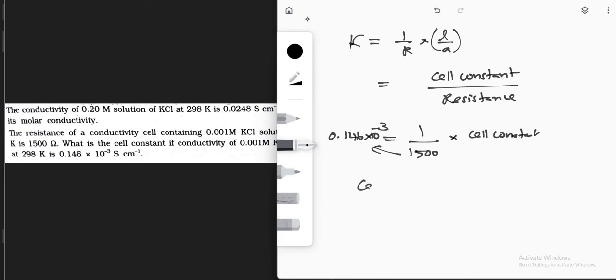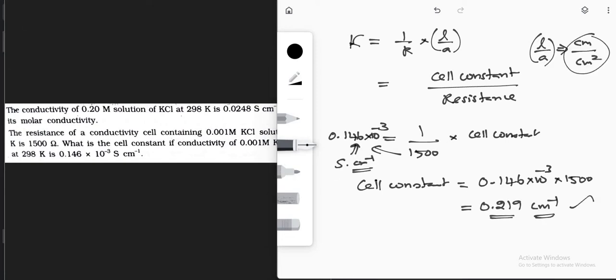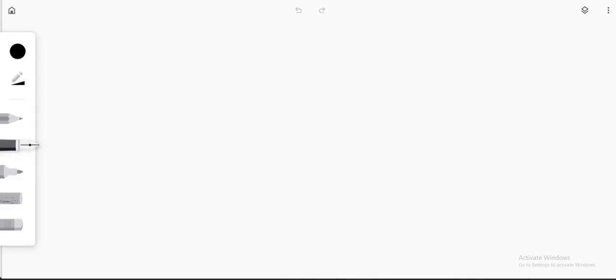So cell constant equals 0.146 into 10 power minus 3 into 1500. Students, try to calculate the value. You will get the answer as 0.219 centimeter inverse for the conductivity cell. So now you know the meaning of a conductivity cell and what the cell constant is.